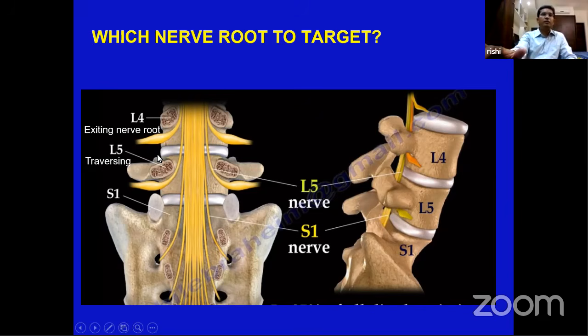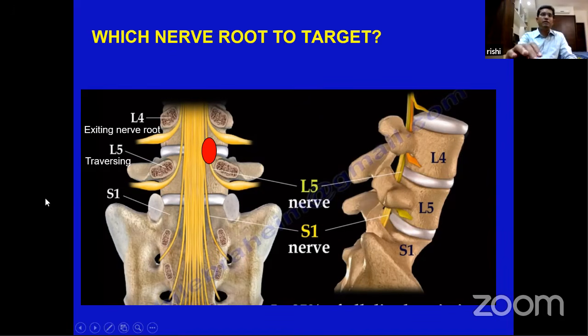And when a patient develops a disc herniation, the most common type of disc herniation is a posterolateral disc herniation, which happens in the lateral recess. So whenever there is a disc herniation in the lateral recess, the nerve root that is getting affected is the traversing nerve root. So when a patient is having an L4-5 disc prolapse and it turns out to be a posterolateral disc herniation, we need to target the L5 nerve root.